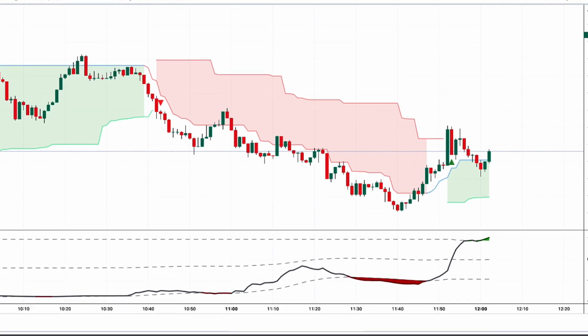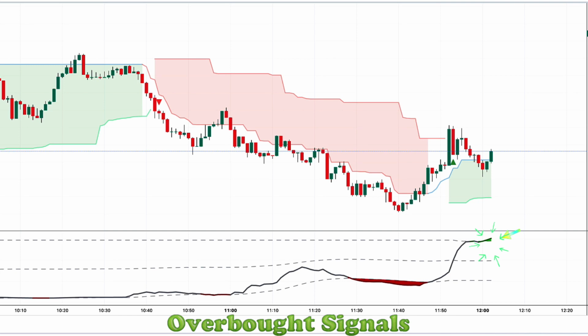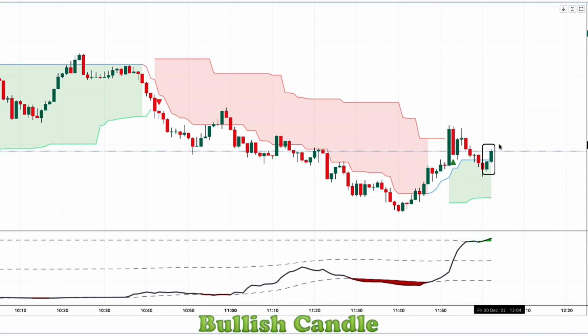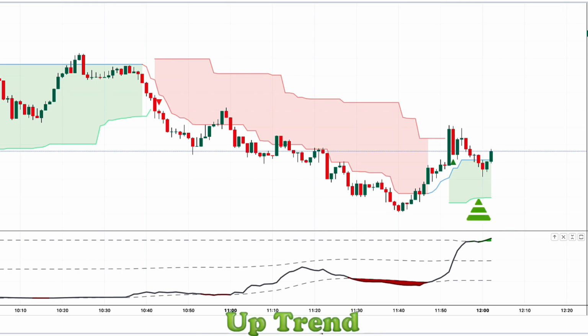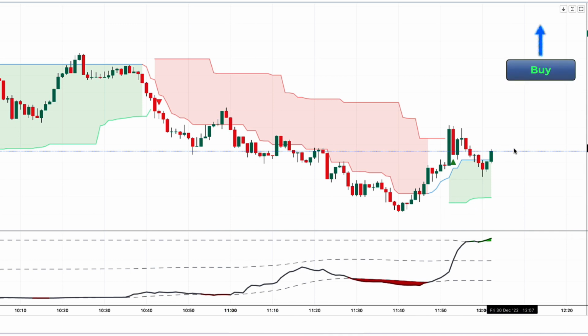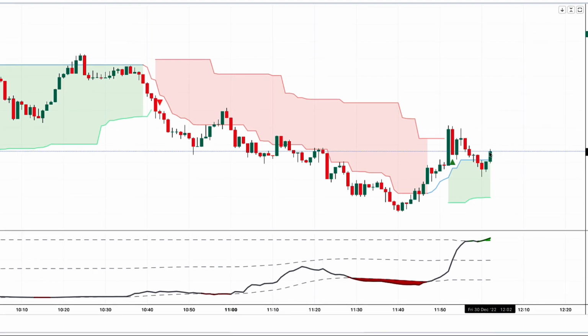We have got the signal. Here the trend trigger factor indicator gives us overbought signals. The market has made two bullish candles to give confirmation. The follow line trend indicator of the area is uptrending. So all our conditions are being fulfilled, so we are placing an order to buy.